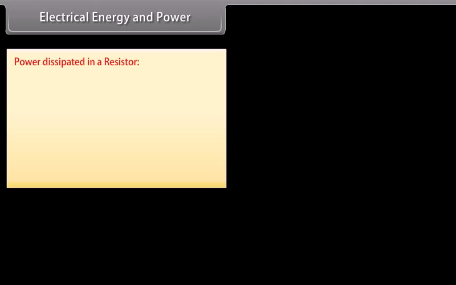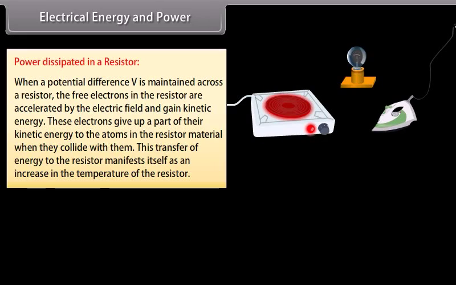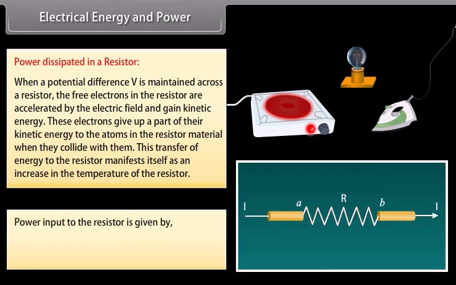Power dissipated in a resistor. When a potential difference V is maintained across a resistor, the free electrons in the resistor are accelerated by the electric field and gain kinetic energy. These electrons give up a part of their kinetic energy to the atoms in the resistor material when they collide with them. This transfer of energy to the resistor manifests itself as an increase in the temperature of the resistor. Power input to the resistor is given by P = VI = I squared R = V squared divided by R.